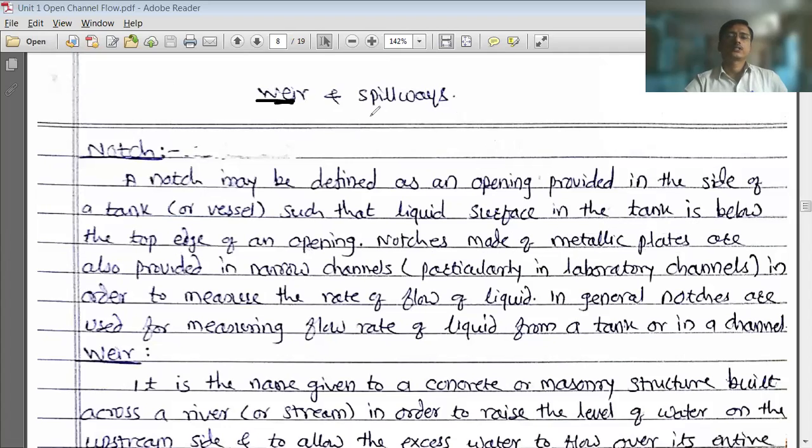Weirs, spillways, KT weir, you might have studied. What is the KT weir?